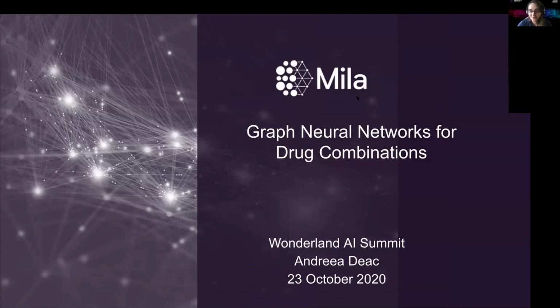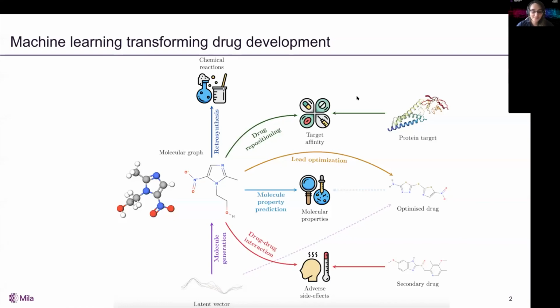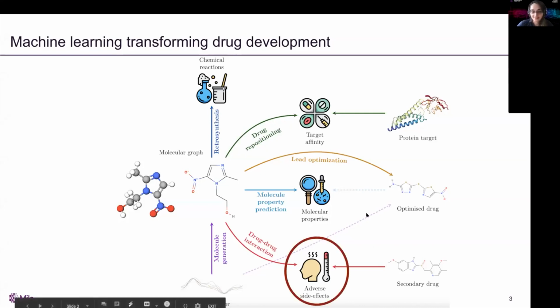So I'm going to talk today about how graph neural networks have been used for drug combinations. But first I'll give a high-level overview about how machine learning has been transforming drug development. So we've seen recent advances in molecule generation, so using data sets of molecules to generate new molecules, and molecule property prediction, which is also a supervised learning task. And there have been also advances in how to produce these molecules, through retrosynthesis and so on. But today I'm going to focus on adverse side effects.